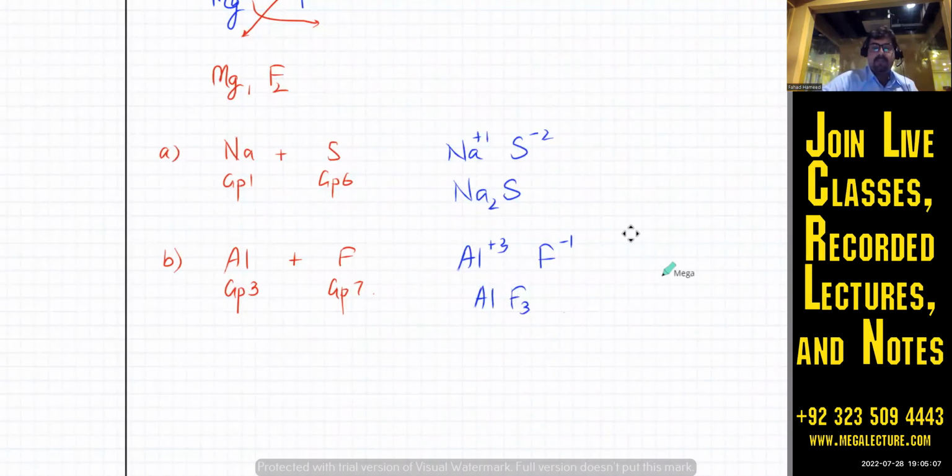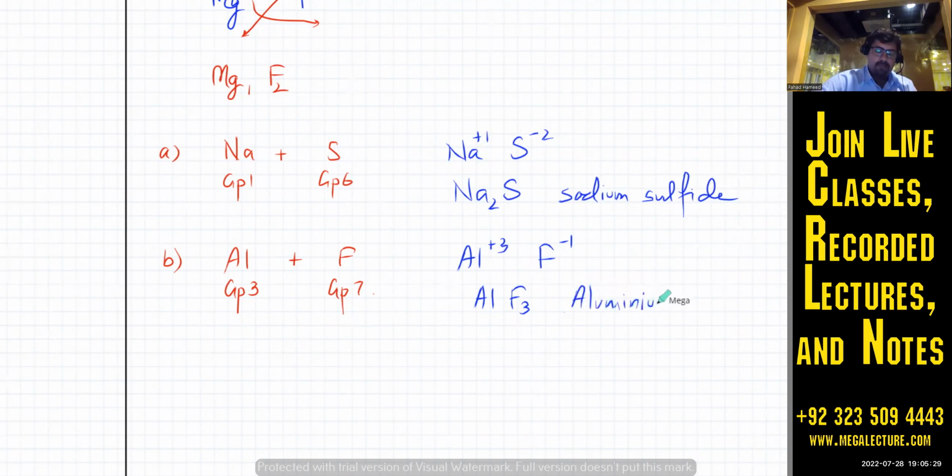As for the names of the two compounds, the first one is going to be sodium sulfide. And this one would be aluminium fluoride. So instead of fluorine, it's going to be fluoride. And you can just continue with this one.